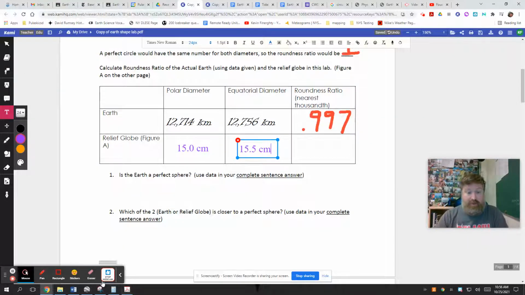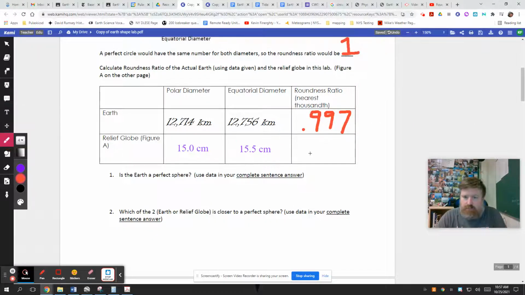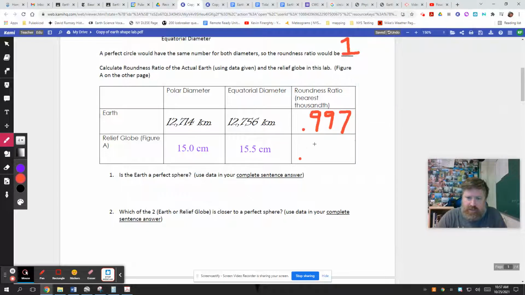All right, so the roundness ratio of that again looks pretty darn spherical. 15 divided by 15.5. Excuse me. Oh, lost it. Was it 0.968?